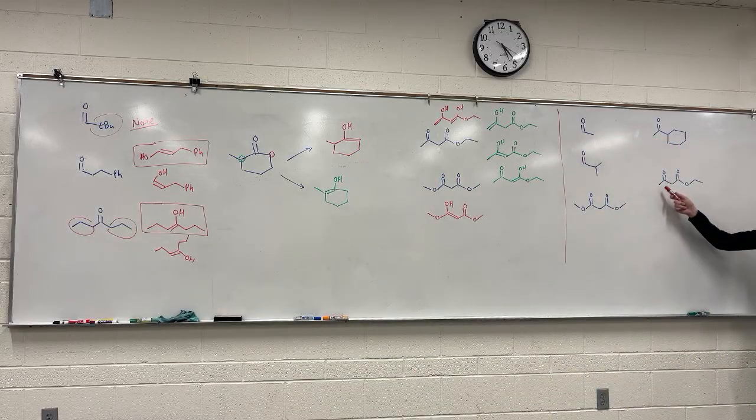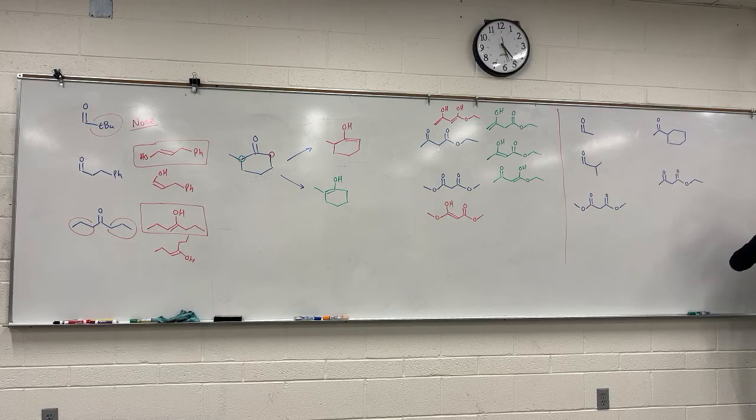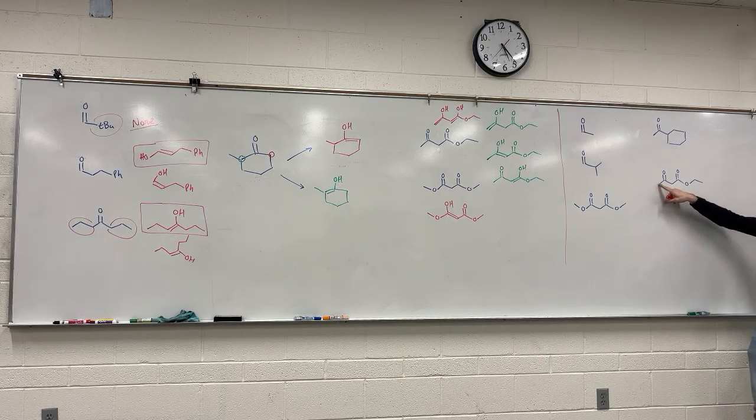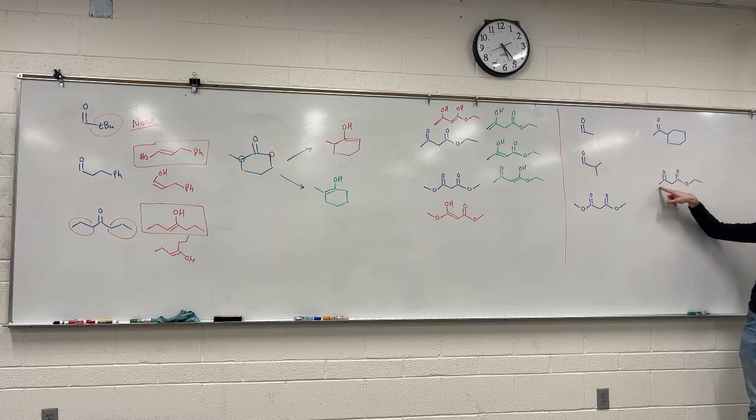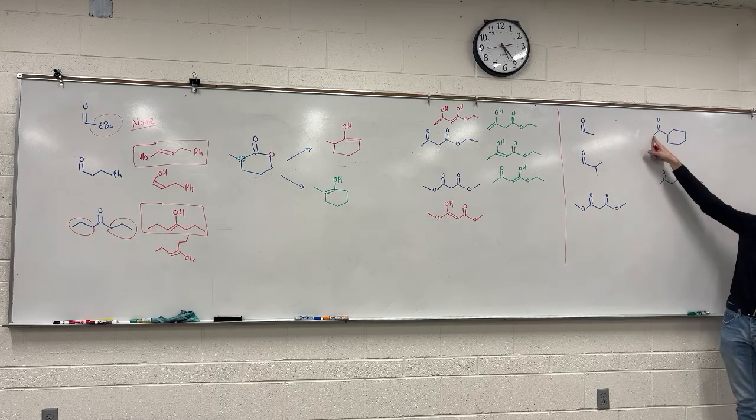Which one? It's got 2 alpha hydrogens, and then it's actually got these 2 sets of hydrogens as well on the ethyl. Furthest to the left is the most acidic. What distinguished that one for you from this methyl on the ketone? How were you able to rationalize that this would be more acidic than this?